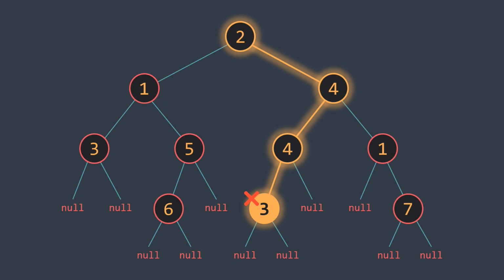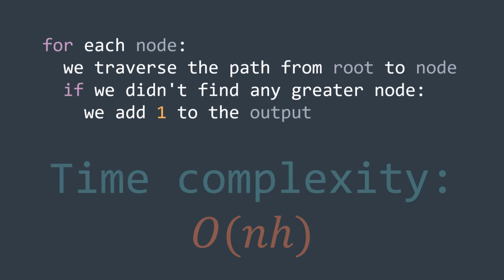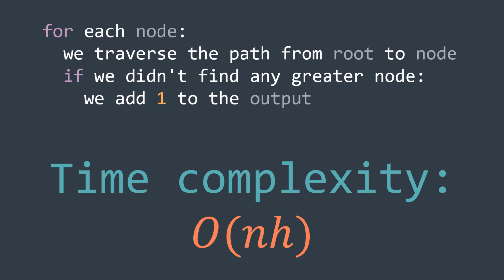The intuitive way to solve this problem is that for each node in the tree we traverse the path from the root to that node, and if we didn't find any node that is greater than n, it means that we found a good node, so we add 1 to our output. This solution works, but it's quite slow because we always need to retraverse nodes uselessly. We end up with a time complexity of O of n times h, where n is the number of nodes in the tree and h is the height.